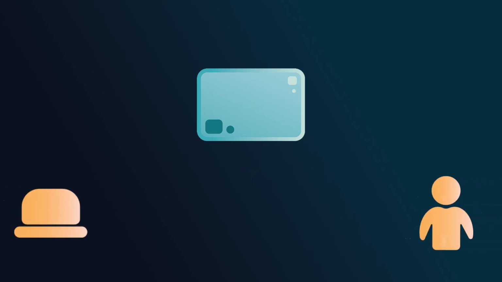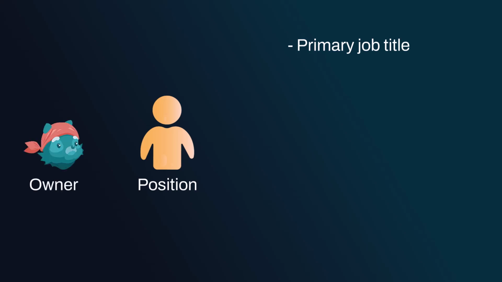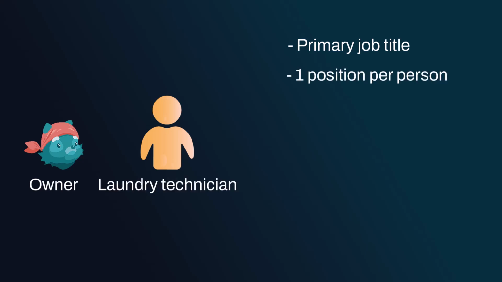Position and roles. Now, how do we determine who performs specific tasks? This is where two important objects come into play, position and role. Position. A position represents a person's primary job title, the job they are officially employed for. Lulu, for instance, is the owner of the laundromat. Steph is employed as a laundry technician. Each person holds only one position.